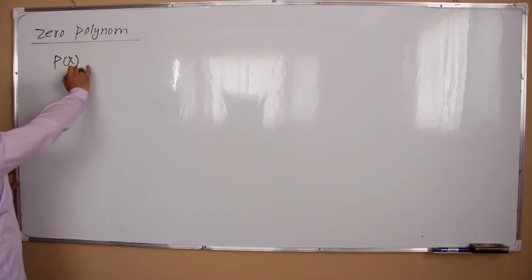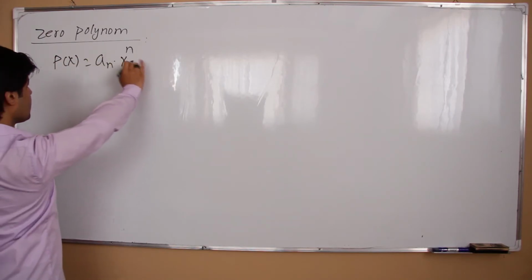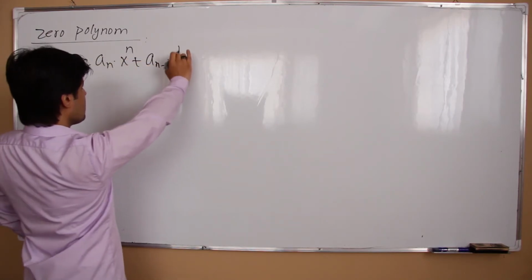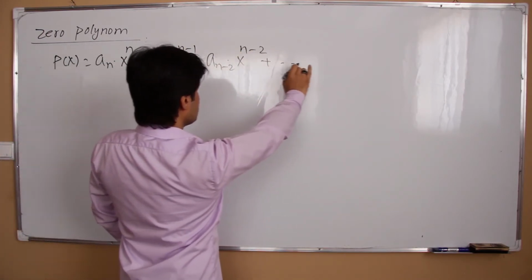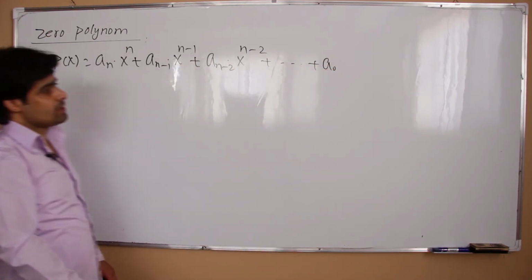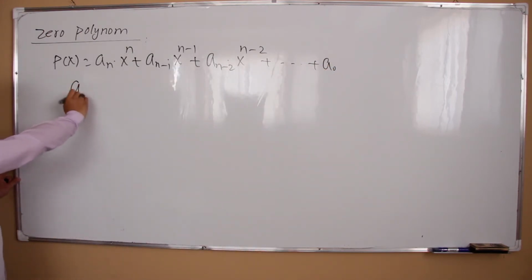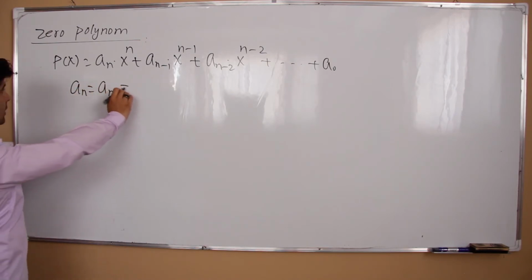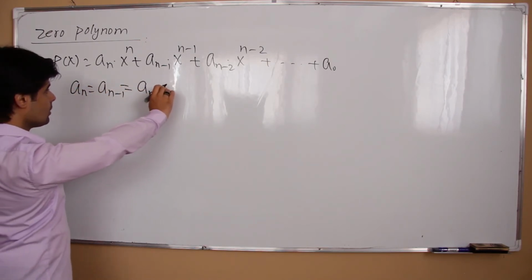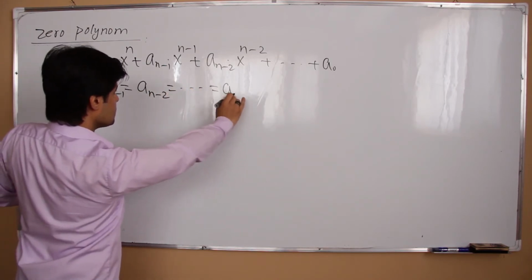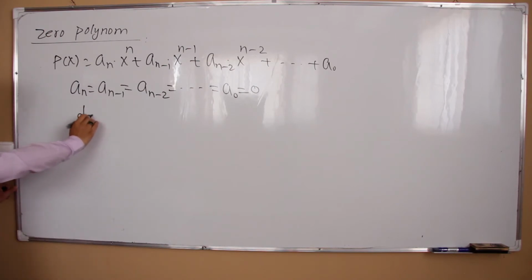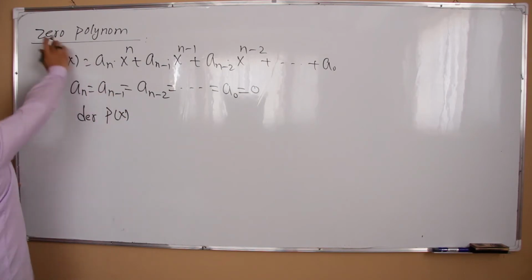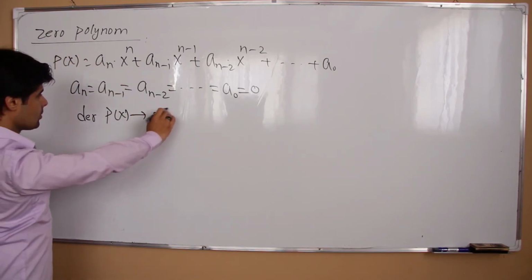If we have a polynomial p(x) = an x to the power n plus an minus 1 x to the power n minus 1, an minus 2 x to the power n minus 2, up to a0. Now, what is a 0 polynomial? A 0 polynomial is that polynomial where an is equal to an minus 1, equal to an minus 2, up to a0, and all the terms should be 0. The degree of the 0 polynomial is not defined.